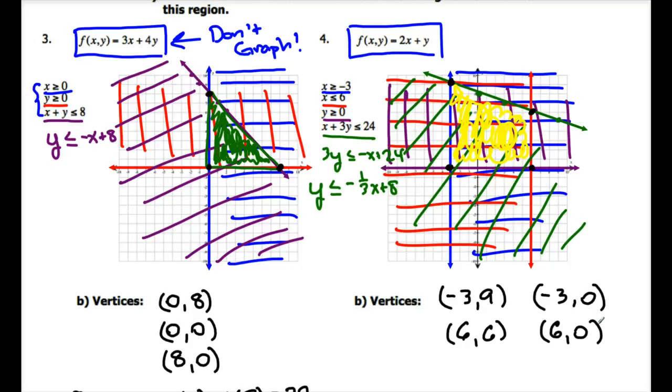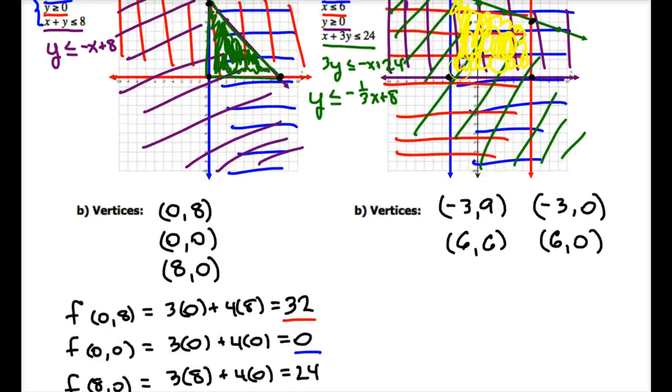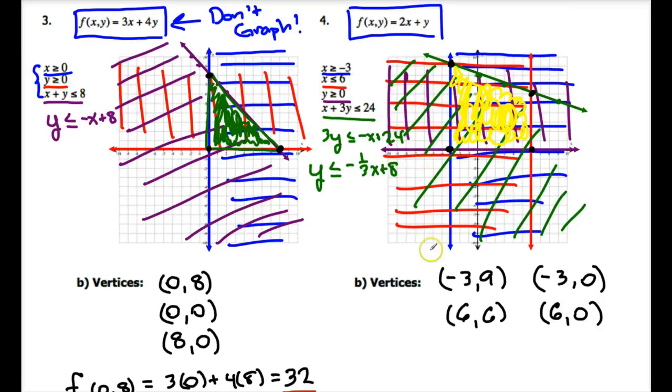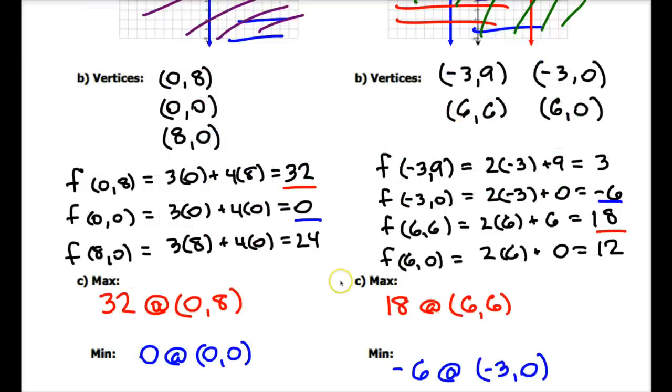Again, now we're going to plug into our objective function, f of xy equals 2x plus y, to find the max and the min. Why don't you pause the video and try this last part on your own, and then once you're done finding your max and min, click play to check your answers. Okay, so here's my work for plugging in each of these vertices to your objective function. So when you do this, you should get outputs of 3, negative 6, 18, and 12. That means your maximum is 18, and that's at the point 6, 6. Your minimum is negative 6, and that's at the point negative 3, 0.